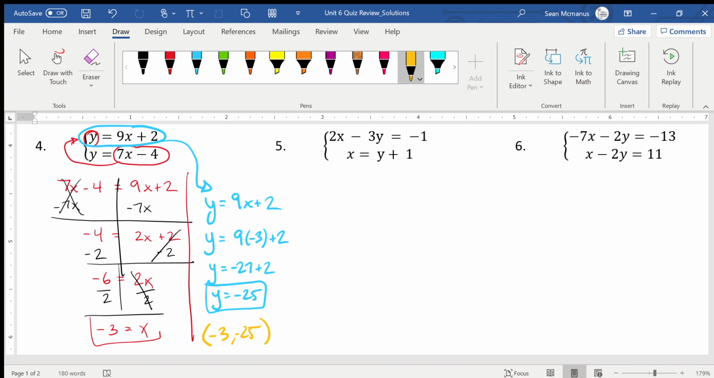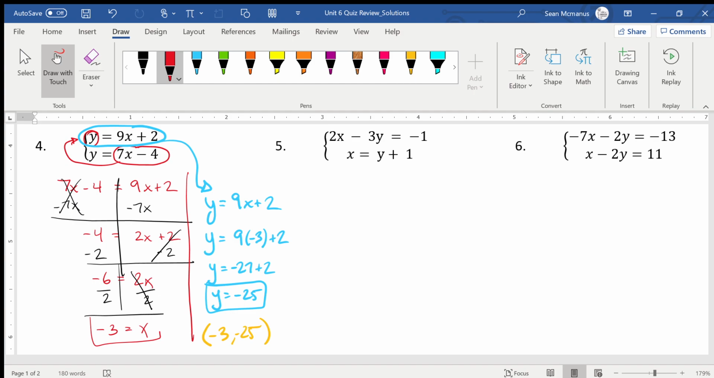Okay, so that one was set up nice for substitution. I did have a bunch of people on number 4 use elimination, and some got it correct, some nearly got it correct. So if you used elimination, or tried to use elimination, and now you're watching the video, maybe you want to try substitution because it's a little bit easier on that one.